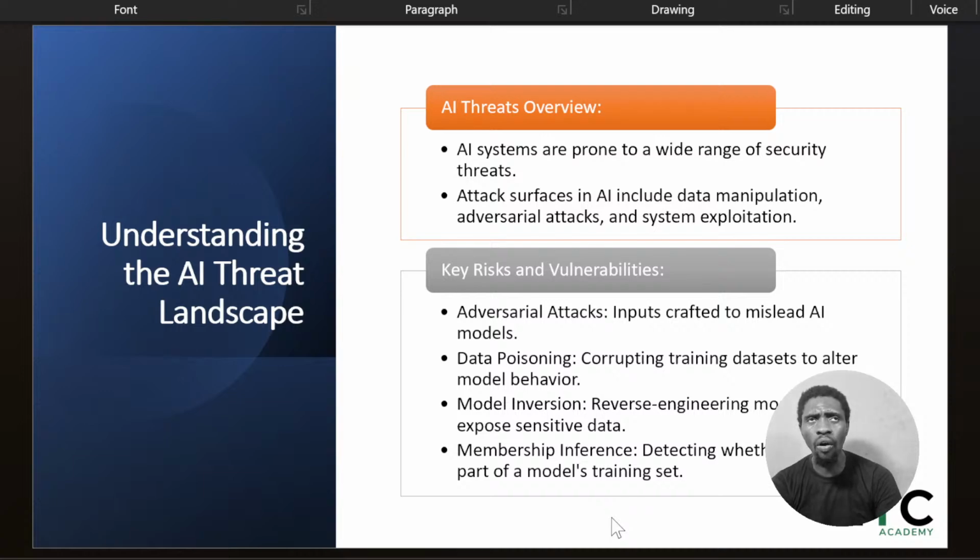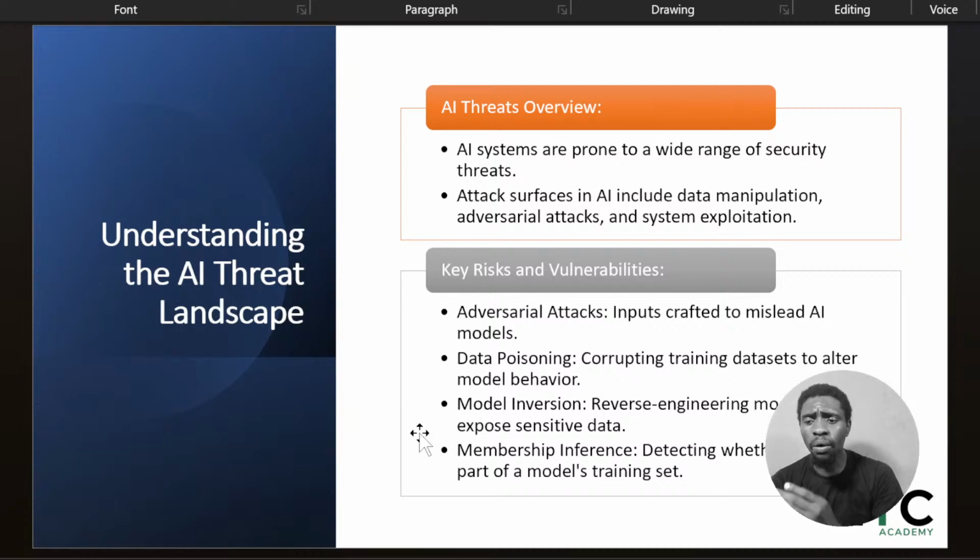Membership inference is a way of detecting if a particular data has been used to train an AI model. So you want to know if Amaka or Johnson's data, that is resident in a particular hospital in the UK, was part of what was used to train a particular AI model. So membership inference is a way of determining if that particular data was part of the data that was used to train a particular model.